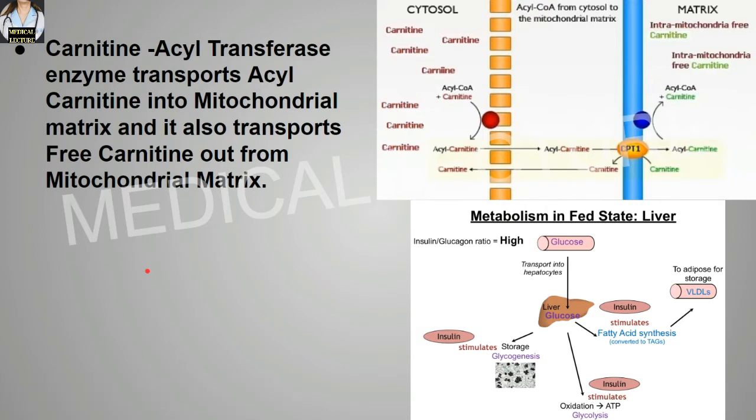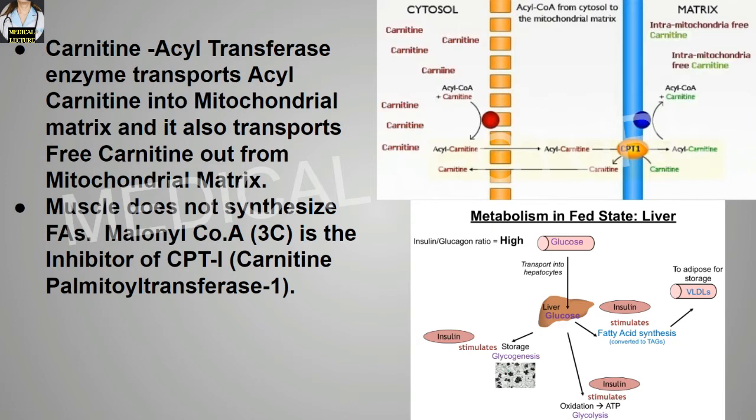Carnitine acyl transferase 1, or carnitine palmitoyl transferase 1. Another name for it is carnitine acyl transferase 1. This enzyme transports acyl carnitine into the mitochondrial matrix and also transports free carnitine out from the mitochondrial matrix, as you can see.